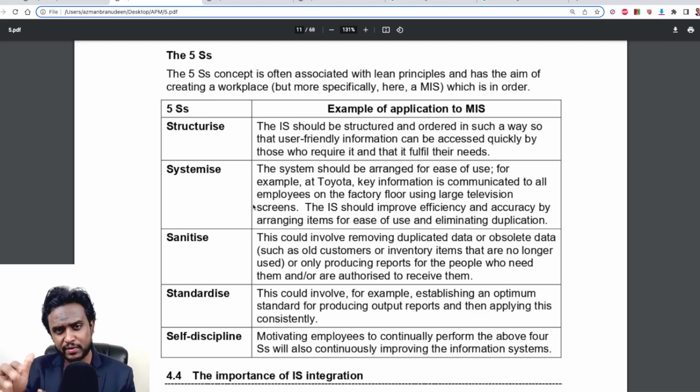There has to be a proper flow of information, proper flow of movement. It should be systemized, that there is a single, consistent way of doing things. Sanitize, it should have very limited waste or no waste at all. Obsolete data, duplicate data, unnecessary data, non-value-adding data should not even be visible. Standardize, that ultimately it should be the way that the software is set.